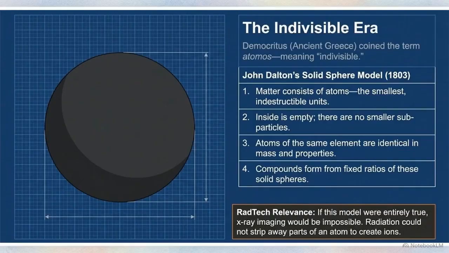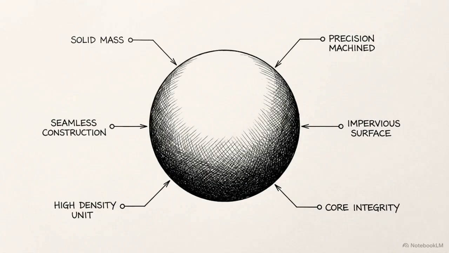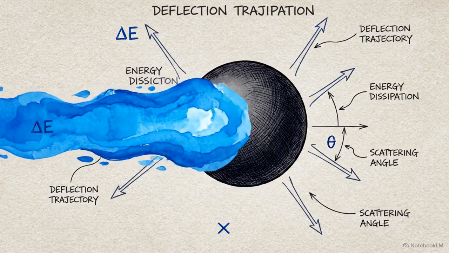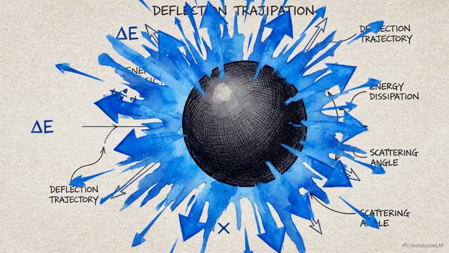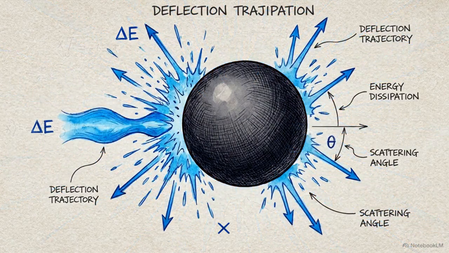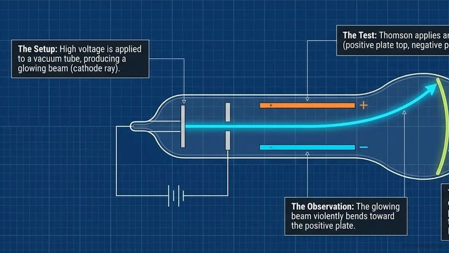In 1803, John Dalton defined the atom as the smallest indestructible unit of matter. In this model, the inside of the atom is empty, containing no smaller subparticles. If atoms were truly indestructible, radiation could not strip away pieces to create ions, and X-ray imaging would be physically impossible. This model was challenged by applying high voltage to a vacuum tube, which produced a glowing cathode ray.